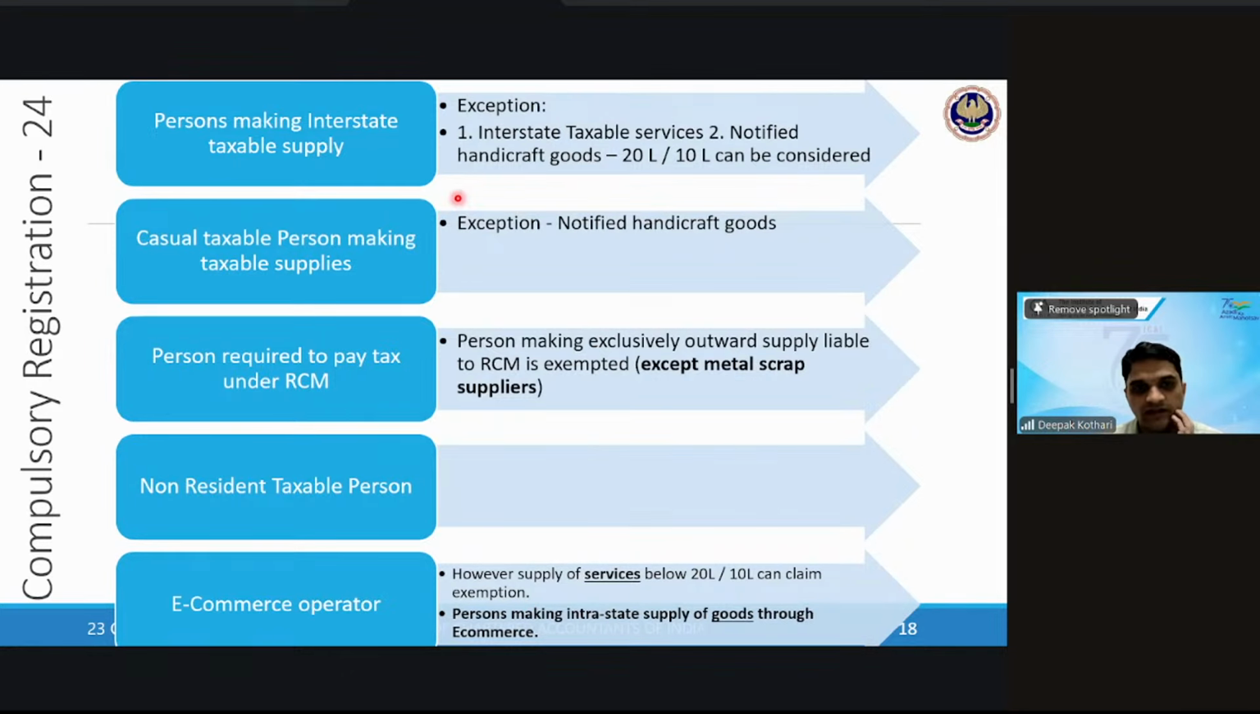Did you understand this? Because this is very important. E-commerce operator, like if a person wants to sell goods through Flipkart, he has to take GST registration. Correct. That is right. But there is an exception that such a person who is selling goods through Flipkart also will not register if he is making only intrastate supply of goods through this e-commerce operator. मतलब within the state अगर सेल कर रहा है तो फिर उसको रजिस्ट्रेशन लेने की जरूरत नहीं.